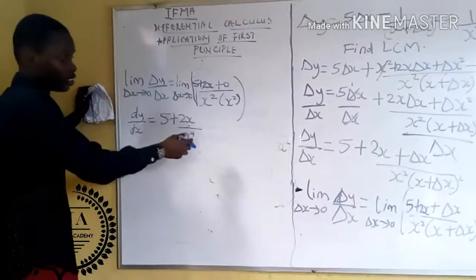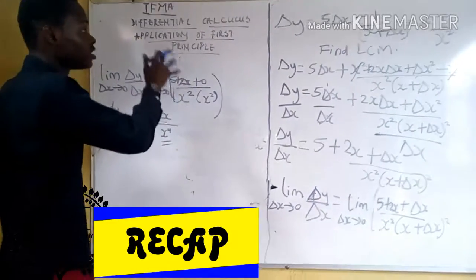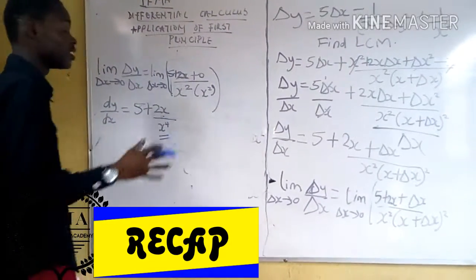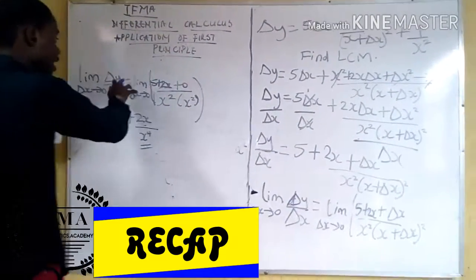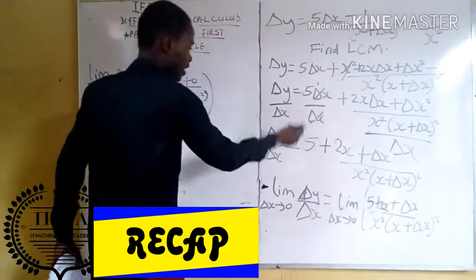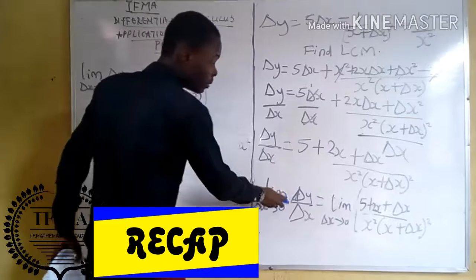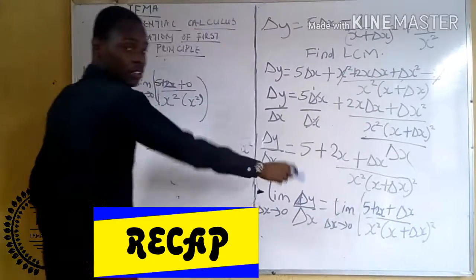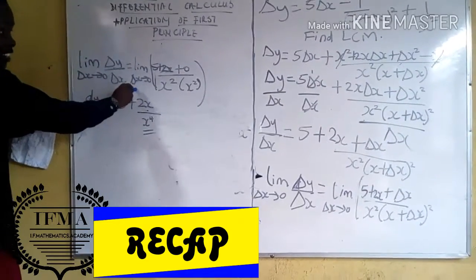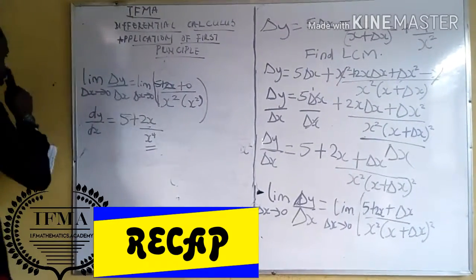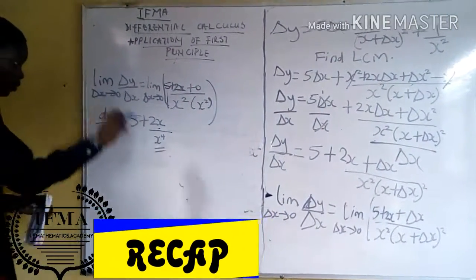over x squared. And remember, the first thing we did, we added the change in x to both sides of the equation, and we made the change in y the subject, and we did all that divided by the change in x here. After dividing by the change in x, we took the limit of both sides of the equation, and therefore we established that change in x tends towards 0 and it becomes 0. And then we got our dy dx as 5 plus 2x over x raised to the power 4.